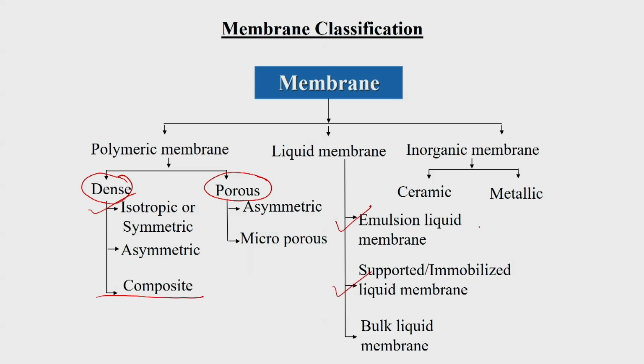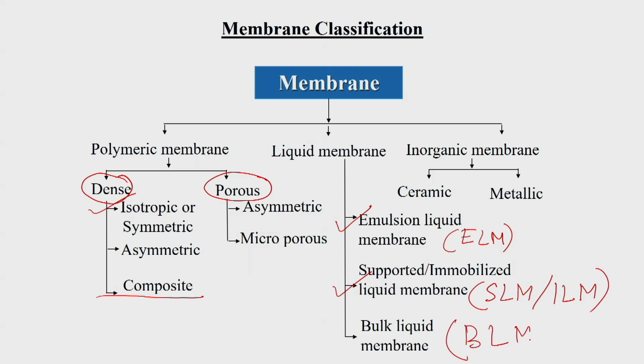One is the emulsion liquid membrane, ELM, another is the supported liquid membrane, SLM, or immobilized liquid membrane, ILM, and the third one is the bulk liquid membrane. So, these three different types of liquid membranes are available, but most of the liquid membranes are not used industrially. They are mostly in the form of lab scale studies.